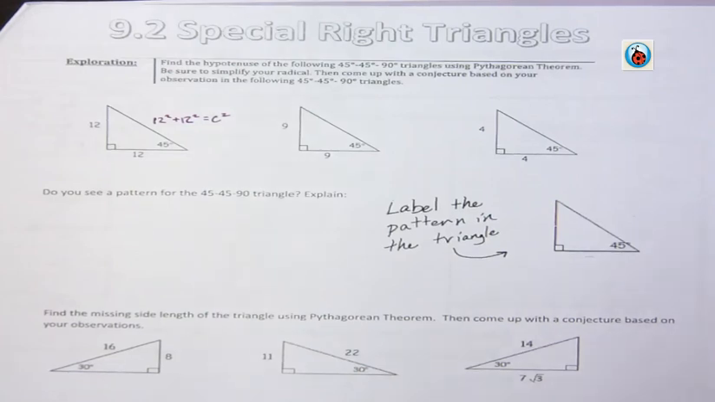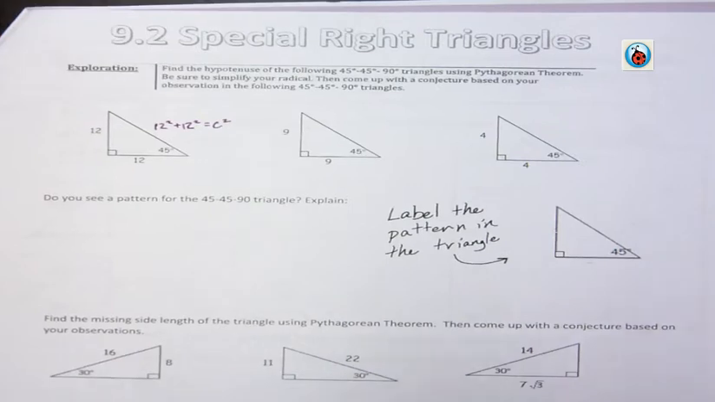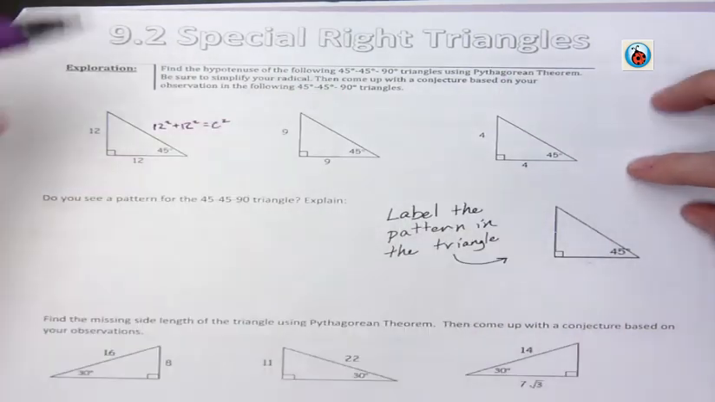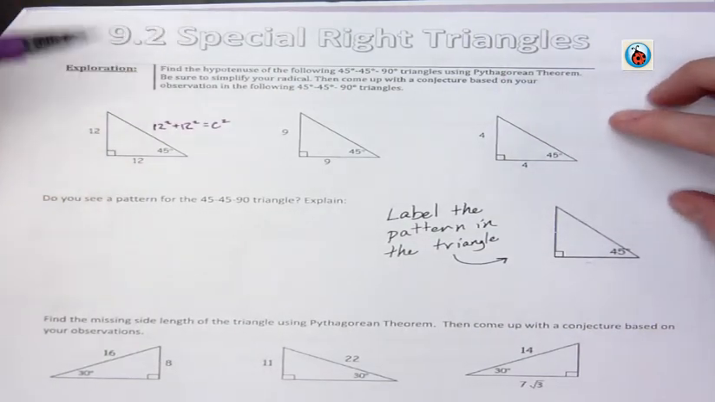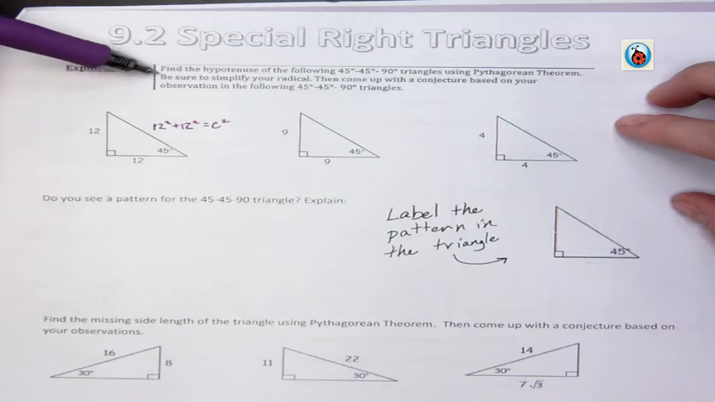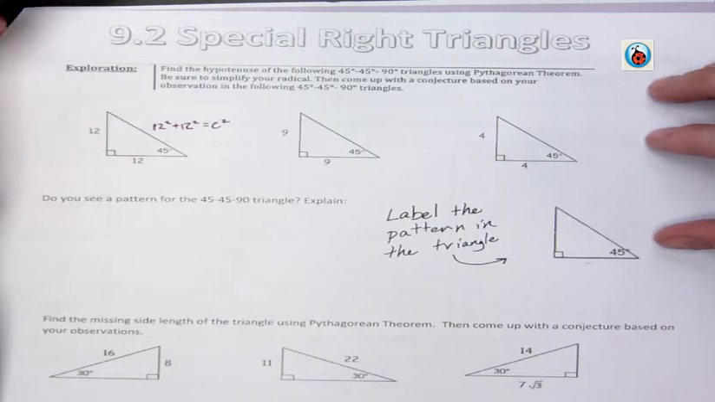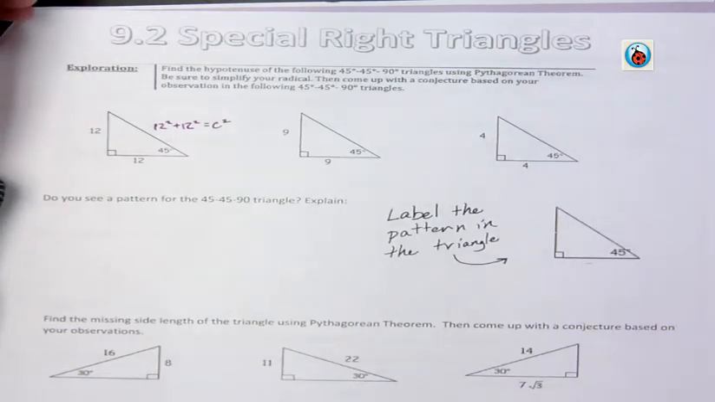Hey guys, so we're on page 1 of the packet, and this is 9.2, special right triangles. So what you need to do is pause this video and do this first part. These special right triangles, under it says find the hypotenuse using Pythagorean theorem. So go ahead and pause the video and do this real quick, and then I'll show you the answers and you can see if you got this correct.